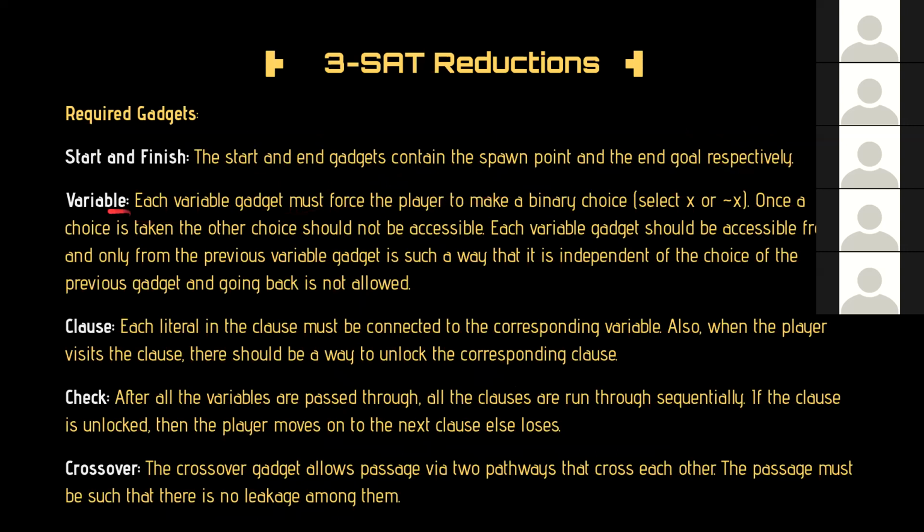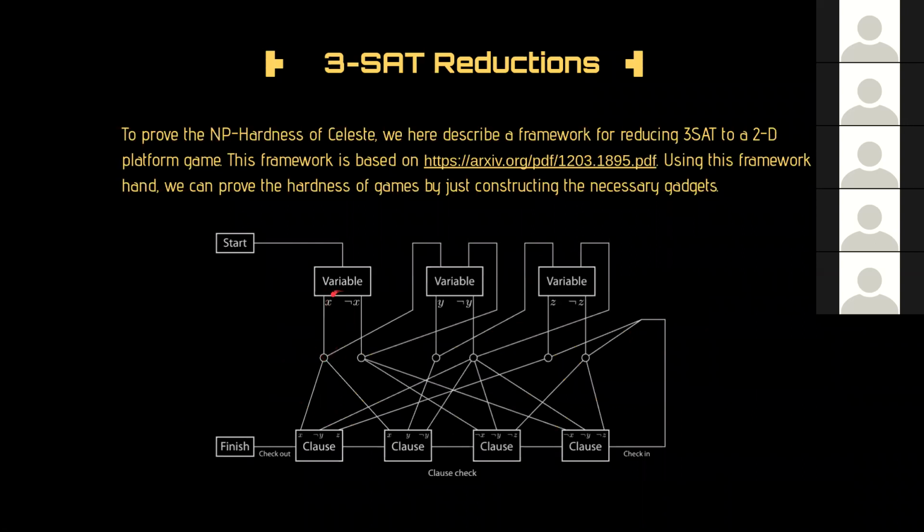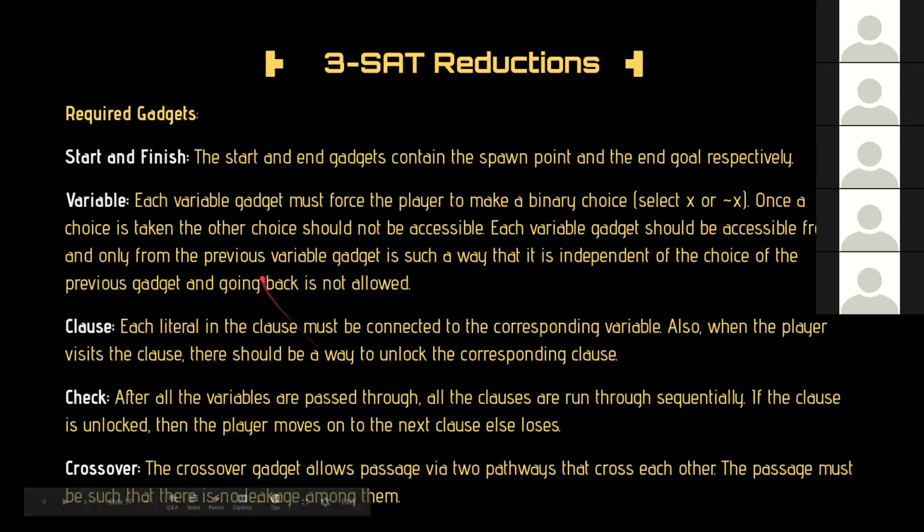A variable gadget forces a player to make a binary choice. Either you set x to true, which will be indicated by x, or you set not of x to true, which means you set x to false. So this is what you can do using a variable gadget.